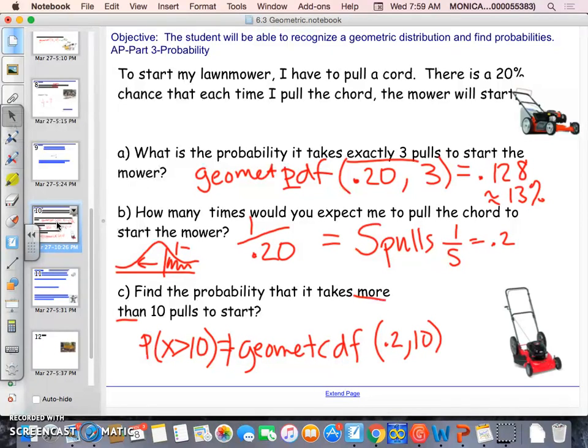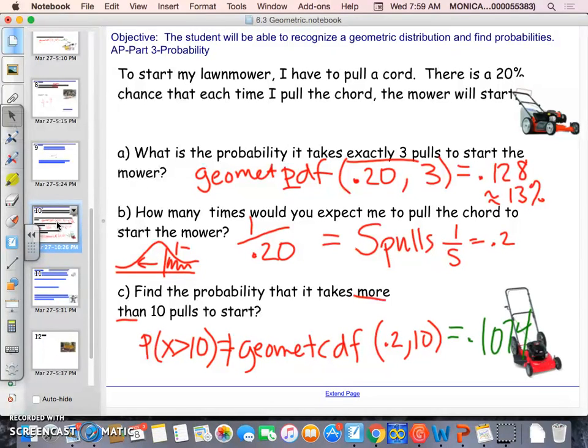So let's go, 1, oops, clear. 1 minus, second, geometcdf, the p-value is 0.2, and the x value is 10. Hit enter, and you get approximately 0.1074.